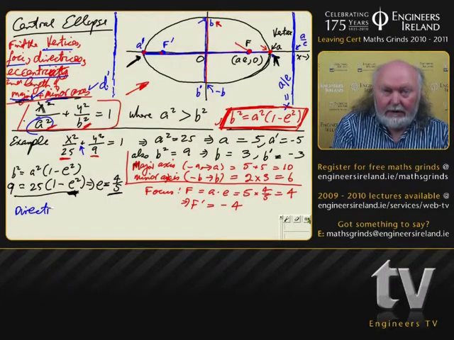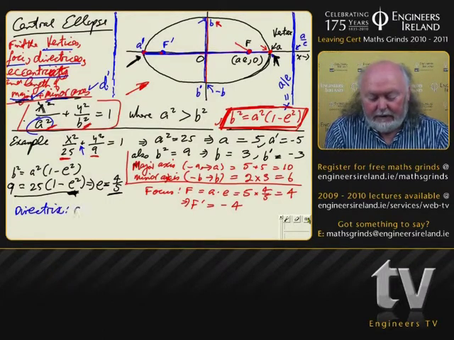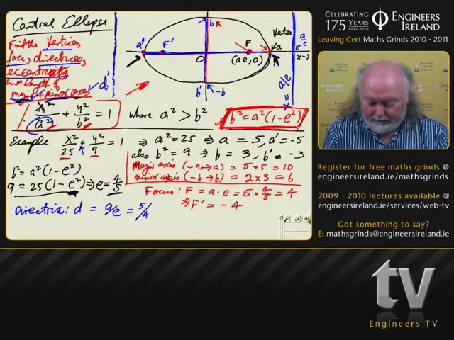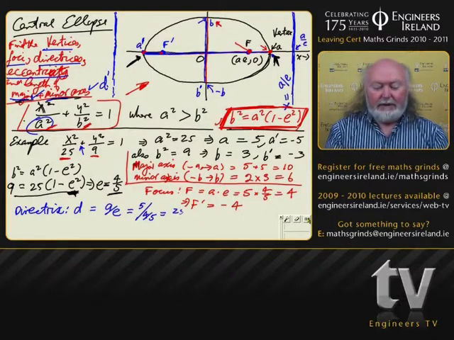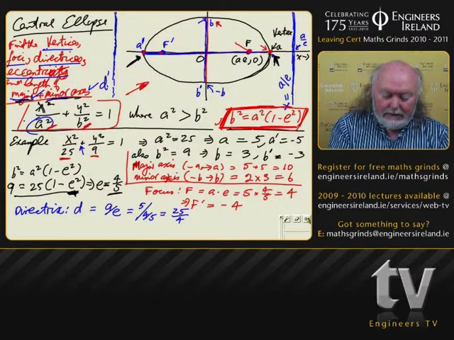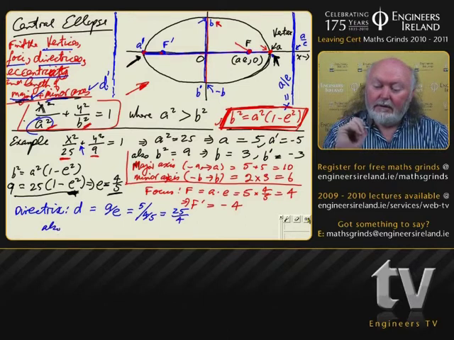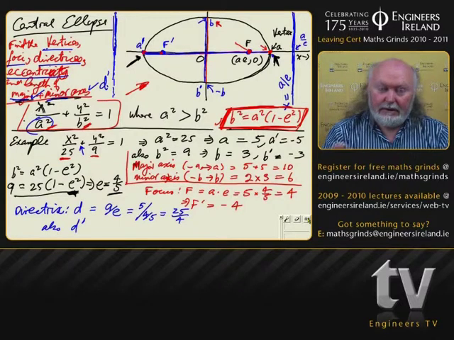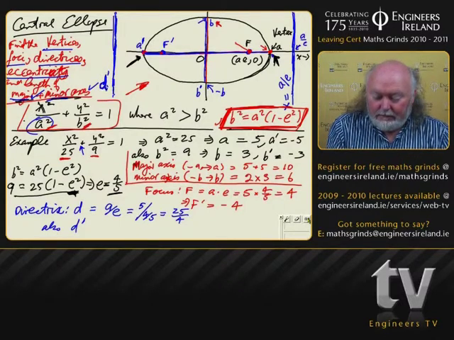The directrix D, the one over on the right hand side, is equal to A divided by E, so it's equal to 5 divided by 4 over 5, which is 25 over 4. That's D. Also, the D dash, which is that line back here, you'd call D dashed here, is equal to minus 25 over 4.